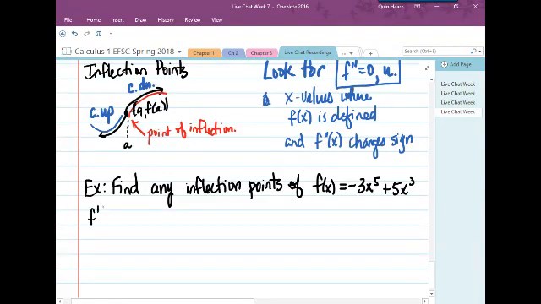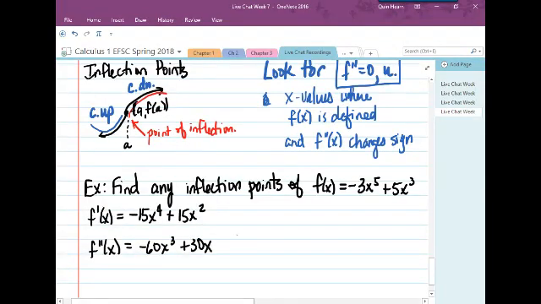First, we need to find f prime of x. So that's going to be negative 15x to the fourth plus 15x squared. Then we're going to need to find the second derivative, f double prime of x. That's going to be negative 60x cubed plus 30x.